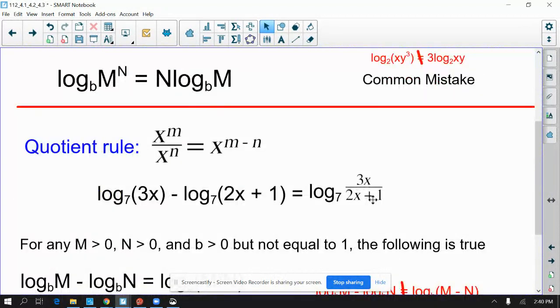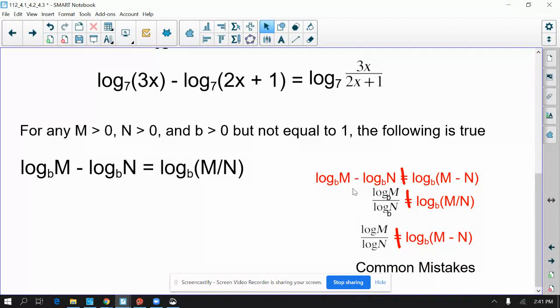The quotient rule with exponents: when you divide powers, you subtract the exponents. Same thing here. If you subtract the exponents, so you subtract the logs, you would divide the powers. So 3x divided by 2x plus 1. Be careful here because subtraction and division are not commutative. So order does matter. Whatever comes first is the numerator.